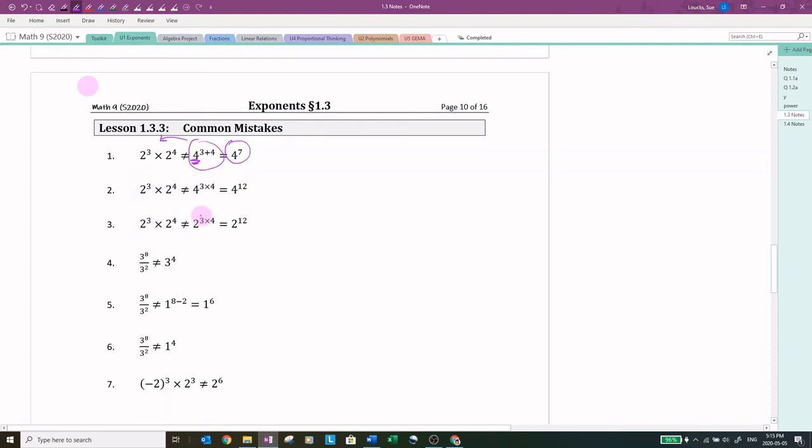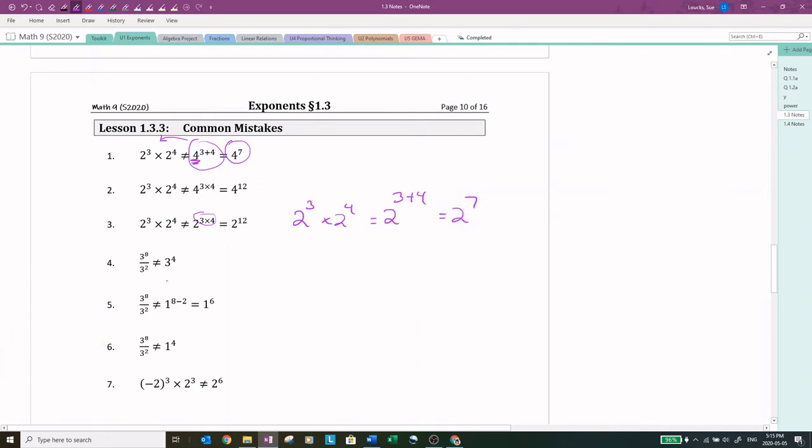Here they multiplied the exponents instead of adding them. That should be added. So this should be 2 to the 3 times 2 to the 4 equals 2 to the 3 plus 4 equals 2 to the 7. That would be the correct answer there.